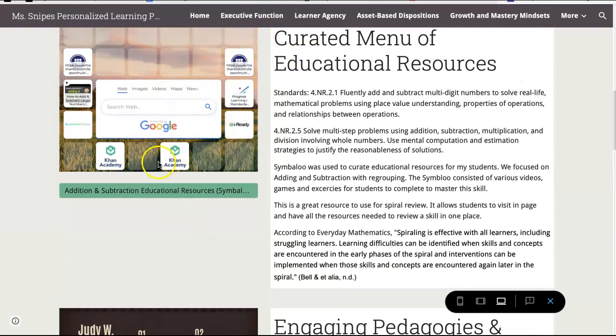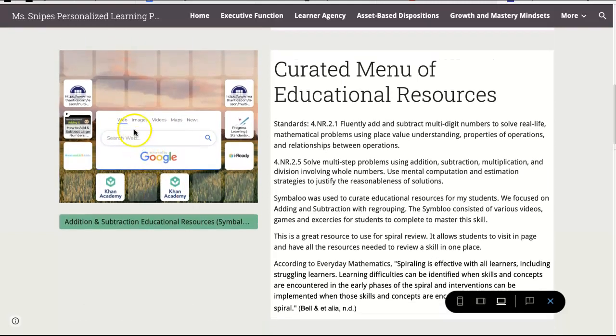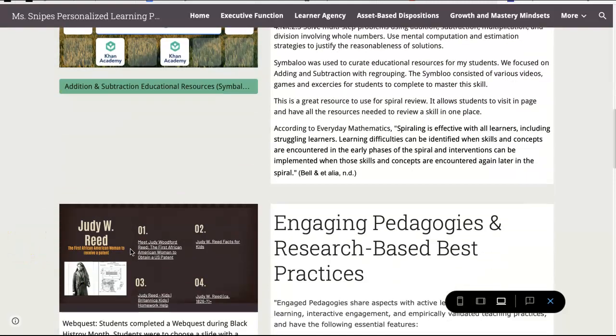For example, with the menu of educational resources, students are able to make a choice of what they want to do. So they have a menu of things, and then students go on and choose what they want to review. So they have various videos, they have games that they can work on, they have adaptive platforms like iReady where it shows you their skills and gives them problems based on their skills. Progress Learning, where I was able to assign them a specific activity that I wanted to work on. The majority of this allows students to use their voice and choice.